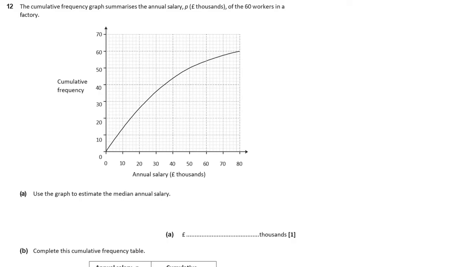Okay, question 12. The cumulative frequency graph summarizes the annual salary P in thousands of pounds of 60 workers in the factory. Part A says use your graph to estimate the median annual salary.